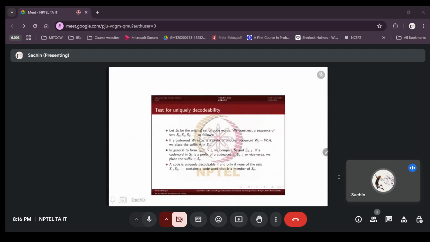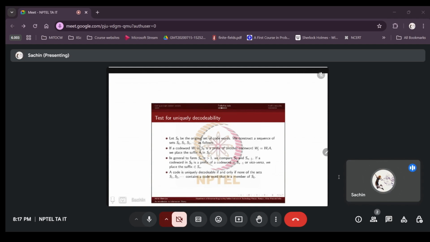That is, as soon as you receive a code word, you know what code word has been received. You don't have to wait for any extra number of bits to know whether a code word has been sent to you or not. As soon as you reach the end of a sequence of bits, if it is a code word, then you know that one particular code word has occurred.